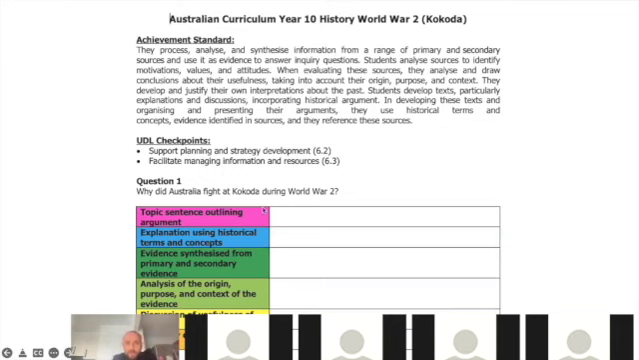So why did Australia fight at Kokoda during World War II? The students are given a whole lot of visual and written stimulus, and they use a color code scaffold. Topic sentence, analyzing argument: students put in there what they're going to demonstrate, which comes back to demonstrating up here. Explanation using historical terms and concepts, which hits the achievement standard. Evidence synthesized from primary and secondary evidence up here. Analysis of the origin, purpose, and context of the evidence up here. Discussion of usefulness of sources up here.